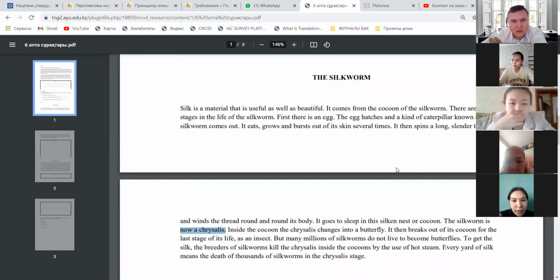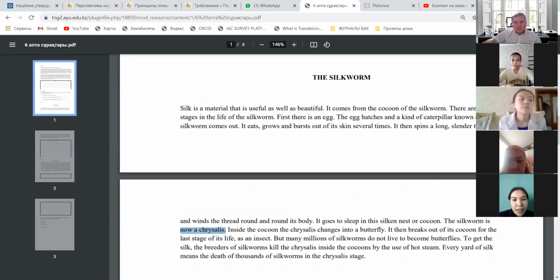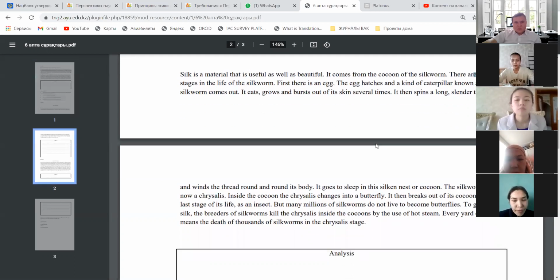Yes, of course. Stage. Step. First stage is an egg. The second stage is it grows and bursts. Then a third stage is it spins a long slender thread and winds the thread round and around its body. For a fourth stage, it goes to sleep. The fifth is chrysalis. Then sixth is it changes into a butterfly. And the last stage. 4 stages, yes? Okay.